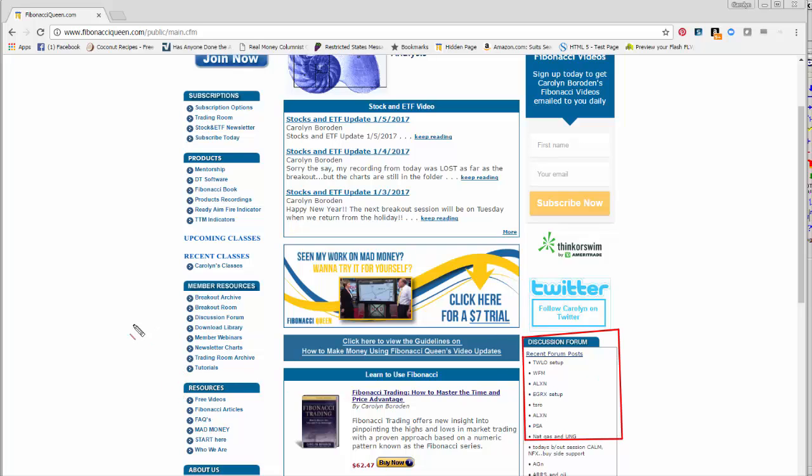And as far as the entry to that session, what you would do is go under Member Resources, click on the Breakout Room. Okay, and then if you're not available to be a part of this, we also record those sessions and then we put them in the Breakout Archive.